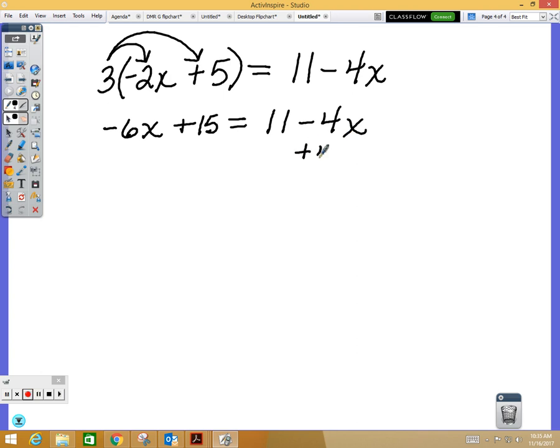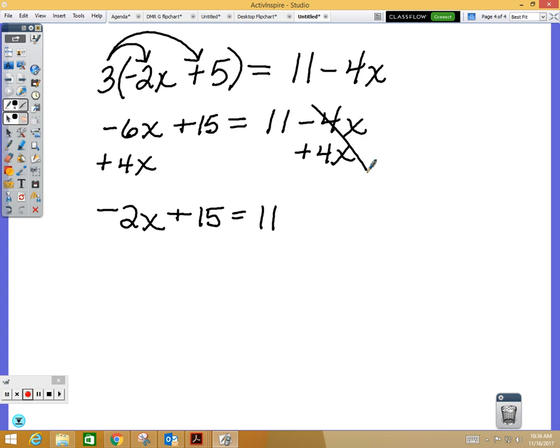So I'm going to add 4x to both sides. Now, the only term that I can add 4x to is my negative 6x. So negative 6 plus 4 is a negative 2x. My 15 did not change. And my 11 did not change. These crossed each other out. So now I have this.